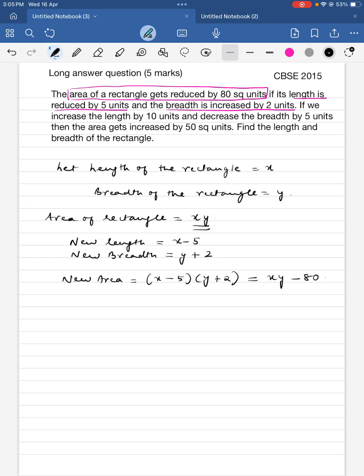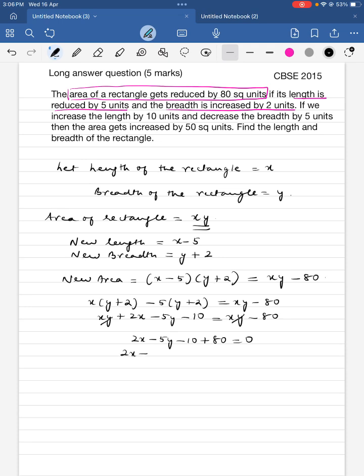Okay, so let me just open up the brackets here. x times (y plus 2) minus 5 times (y plus 2) is equal to xy minus 80. So that's xy plus 2x minus 5y minus 10 is equal to xy minus 80. Let me cancel out the xy terms from either side of the equation and I would have 2x minus 5y minus 10 plus 80 is equal to 0, or 2x minus 5y plus 70 equal to 0. So that's my first linear equation.